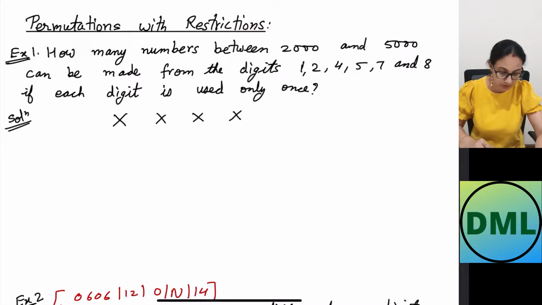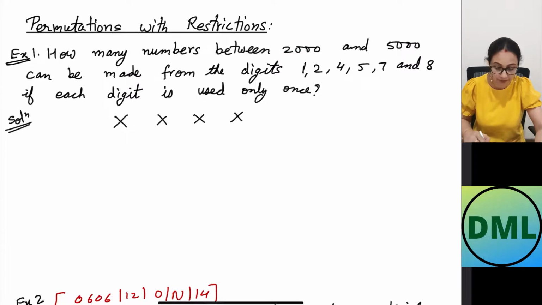Permutations with restrictions. How many numbers between 2000 and 5000 can be made from the digits 1, 2, 4, 5, 7 and 8 if each digit is used only once? As we know, we have to make a 4-digit number. So as you can see, I have made 4 crosses for you.